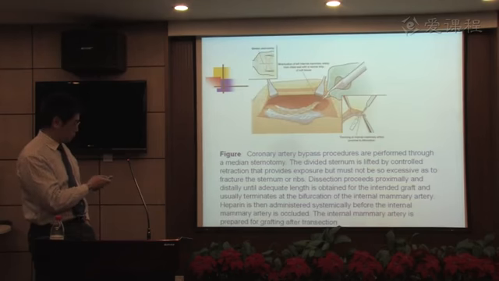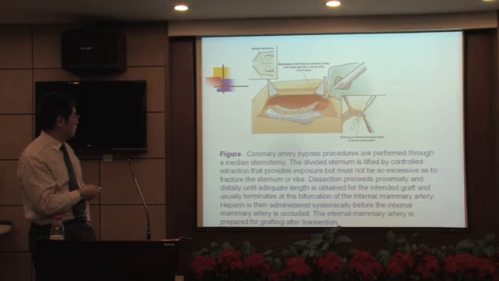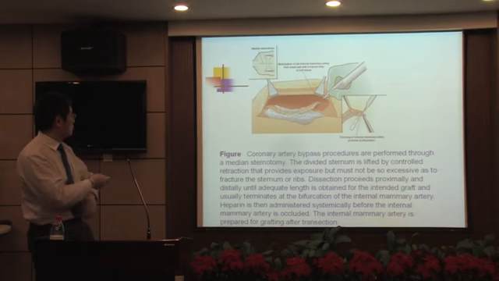And here we can see the coronary artery bypass procedure. Like this is the harvest of the internal mammary artery. And this procedure is performed through a median sternotomy. This is the sternum. The divided sternum is lifted by controlled retraction like this, to provide exposure, but must not be so excessive as to fracture the sternum or ribs.